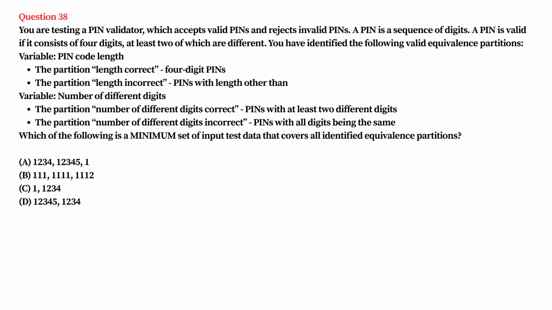Answer C is correct. Value 1 covers length incorrect and number of different digits incorrect. Value 1234 covers length correct and number of different digits correct. These two values cover all four identified equivalence partitions. Answer D is not correct. This set does not cover the number of different digits incorrect equivalence partition.